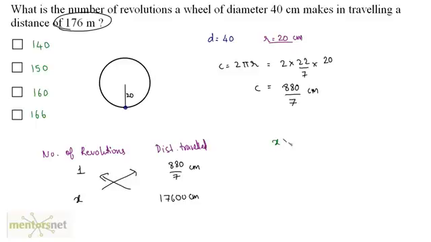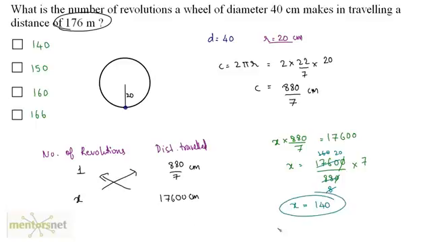Okay, cross multiply and equate and get the value of x. So we have x times 880 by 7 is equal to 17600. So x is equal to 17600 divided by 880 times 7. This 0 gets cancelled out. 1760 divided by 11 gives you 160, and 88 divided by 11 gives you 8, and 8 times 20 is 160. So we have x is equal to 7 times 20, that is 140. So the total number of revolutions is 140, option A.